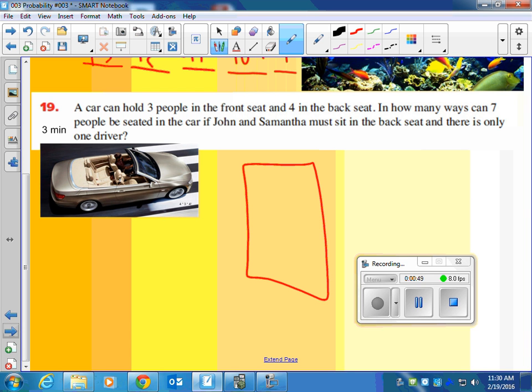In the front seat, 3 people in the front seat, okay? And 4 in the back.